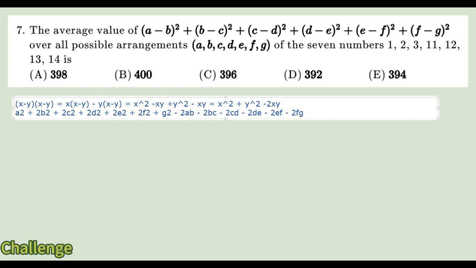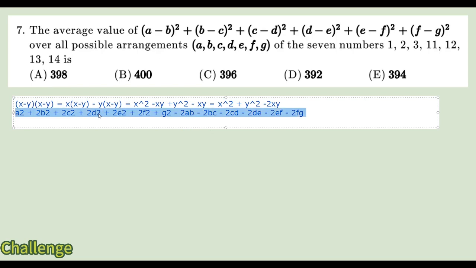Okay, so now that we have these values, let's see if we can find the total sum and divide it by the number of values. And what does that mean? That means that we have to find the sum of this value over all of the possible arrangements A, B, C, D, E, F, G of the 7 numbers 1, 2, 3, 11, 12, 13, and 14. So basically, we can set A equal to 1, B equal to 2, C equal to 3, D equal to 11, E is 12, and etc.